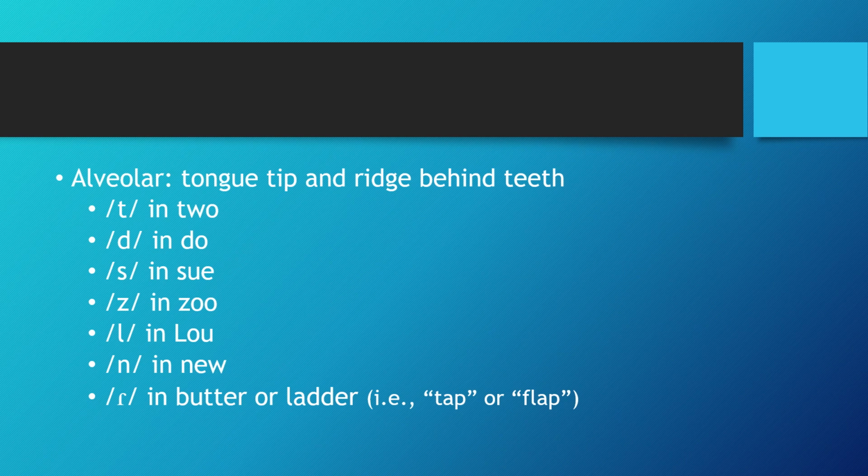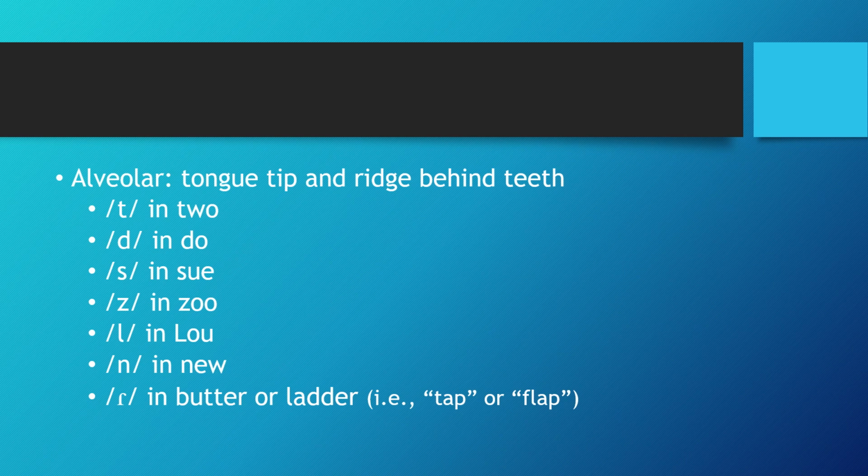The alveolar sounds involve the tongue tip and the alveolar ridge behind your teeth. So that little bump behind your teeth is called the alveolar ridge. And so the t in to, the d in do, the s in sue, z in zoo, l in lu, n in nu.